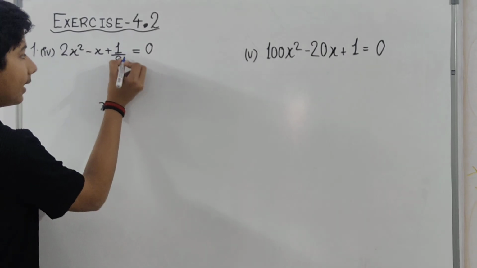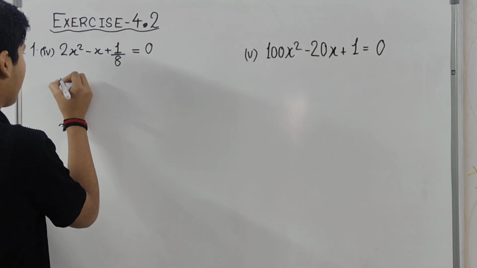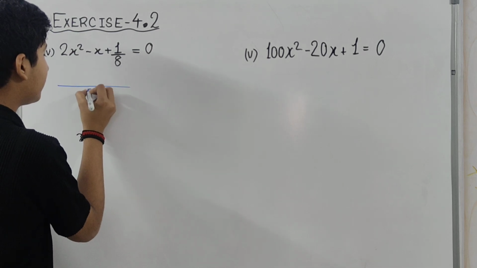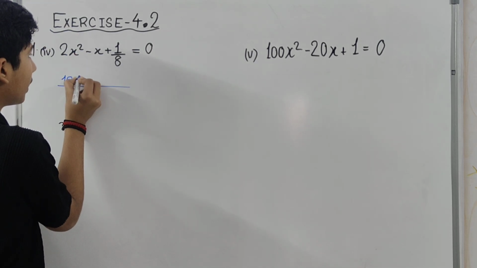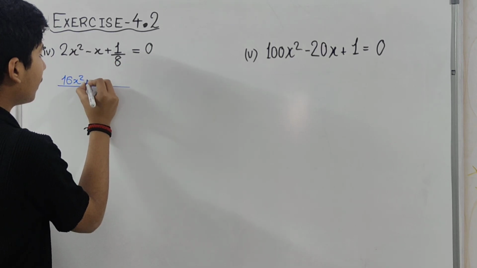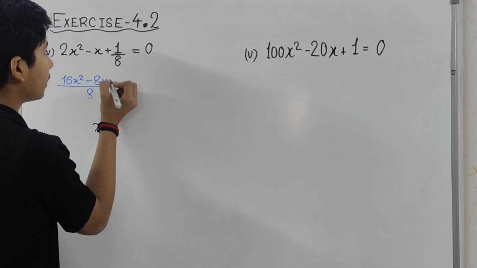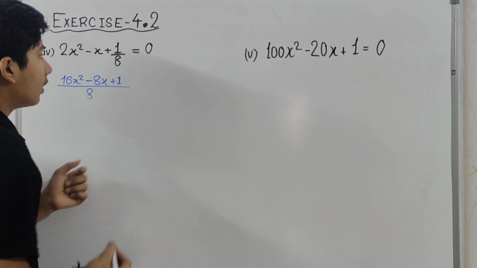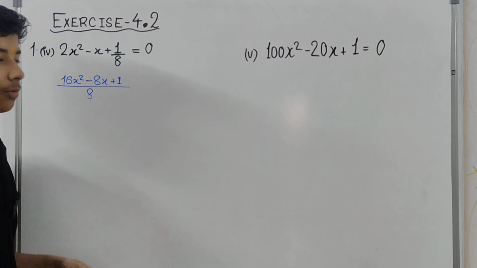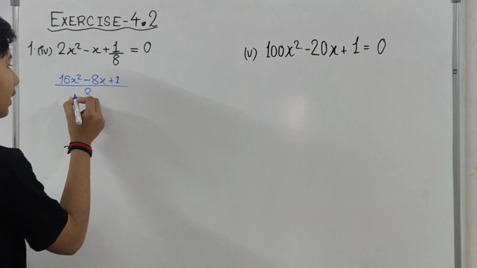You will have to take this number as LCM. See, when we take 8 as LCM, it becomes 8 into 2, which means 16x square, minus 8 into 1, 8x, plus 1, because 1 by 8 into 8 is 1 only. Okay, now we'll solve it.